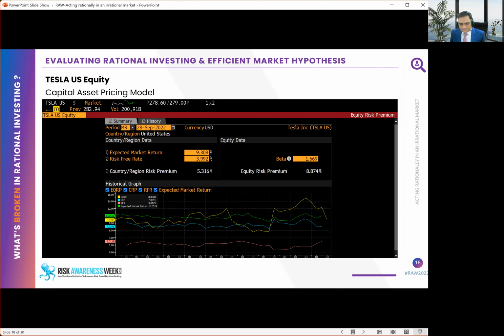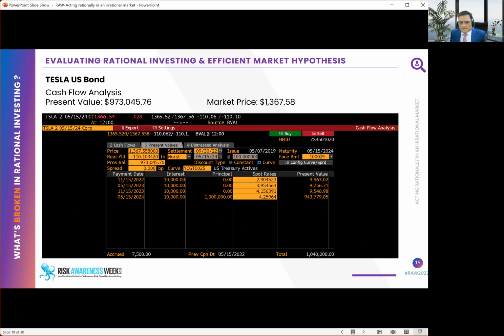Let's look at the example of CAPM. Here we can see at the bottom of the chart the risk free rate in pink, and basically looking at expected returns for Tesla over and above the risk free rates. Okay, that's about the equity market, but what about the other market asset classes?